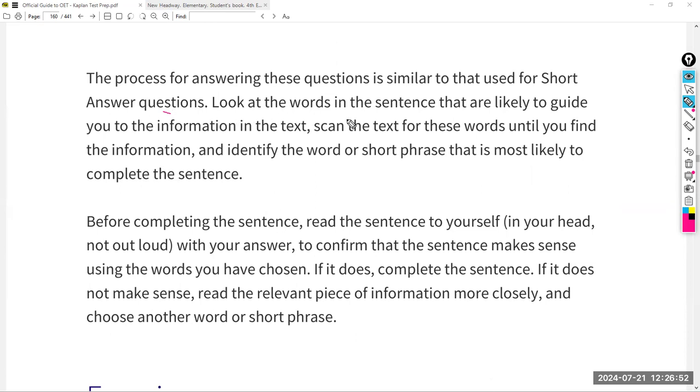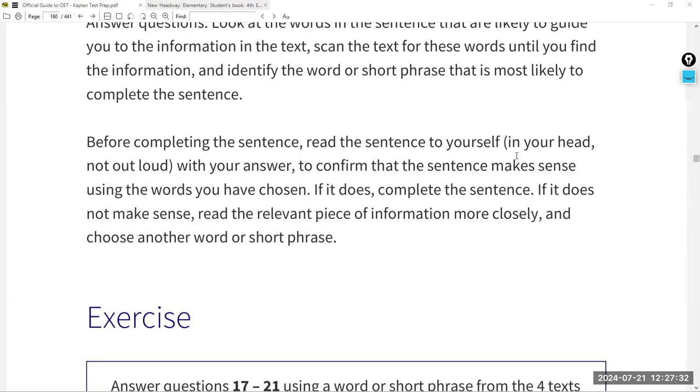Look at the words in the sentence that are likely to guide you to the information. As we notice in solving the writing, the short answer sometimes is not literally the word that is written, but maybe the writer is going to show us some synonyms, antonyms. Maybe he's going to define the word that is written in the question, or give us some examples. So I have to scan the text for these words until you find the information. Match the information, identify the word or maybe short phrase that is most likely to complete the sentence that is going to be shown in the exam.